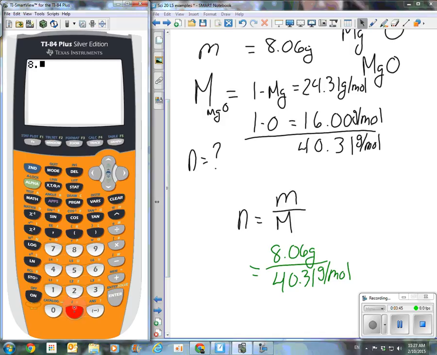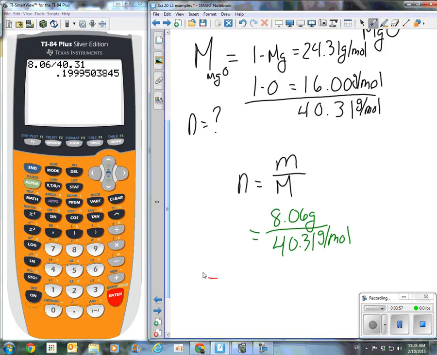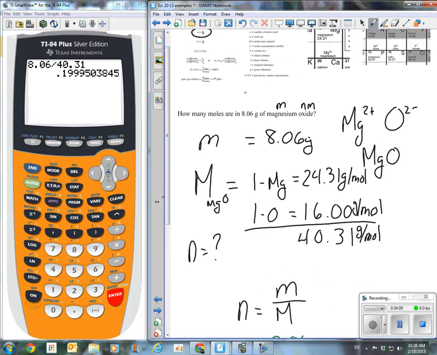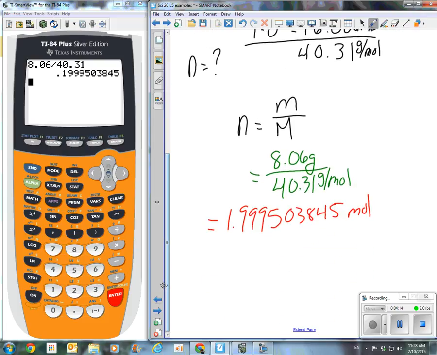So I have 8.06, and I'm going to divide that by 40.31, and I get the answer of 0.1999503845 moles. Now, that's a lot of significant figures, so we're going to go back up here. The only number that I'm given has 3 significant figures, so that's what I have to report my answer in. Oh, sorry, this is 0.1. My bad. Here is 0.1.